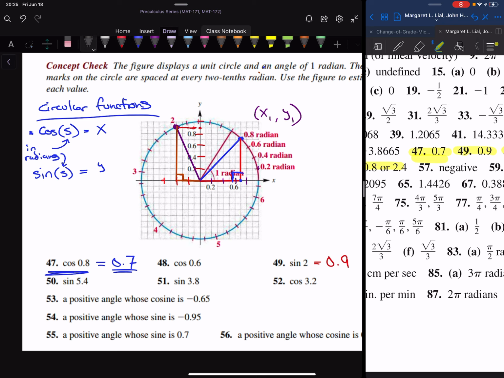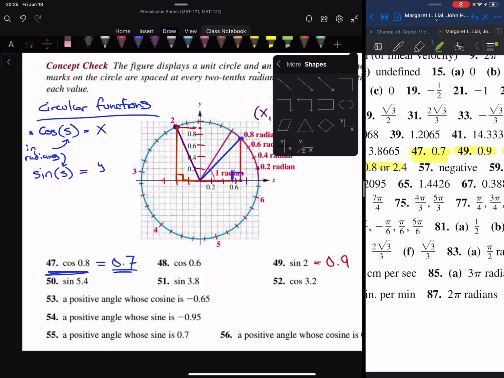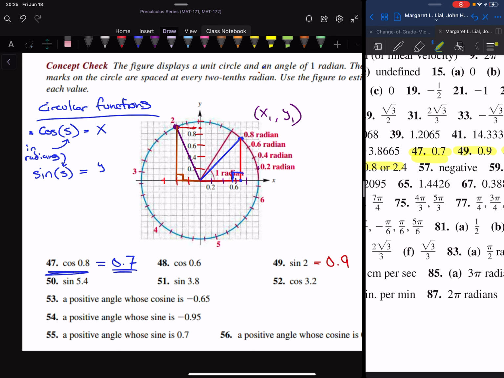So we can technically just take a line. I don't know how well this is going to show up on your OneNote, but we can just take a line and let's just extend it straight up. And we'll use the lasso tool to align it a little better. All right, and then we'll extend it.